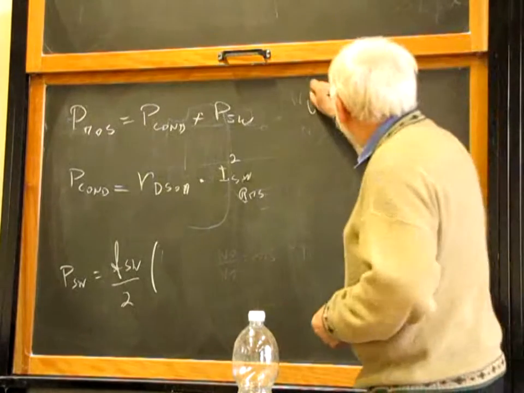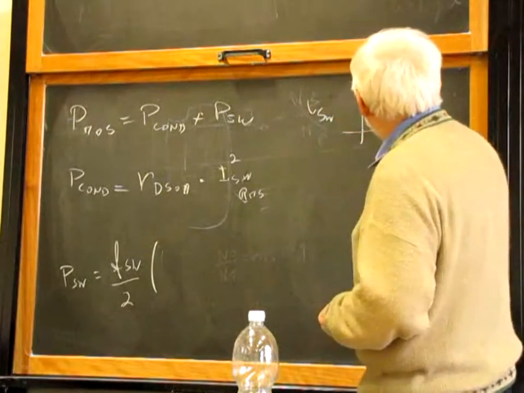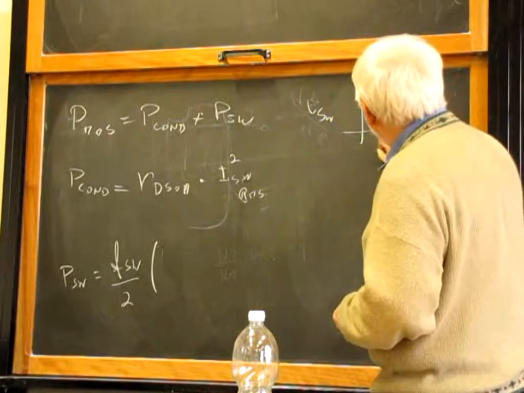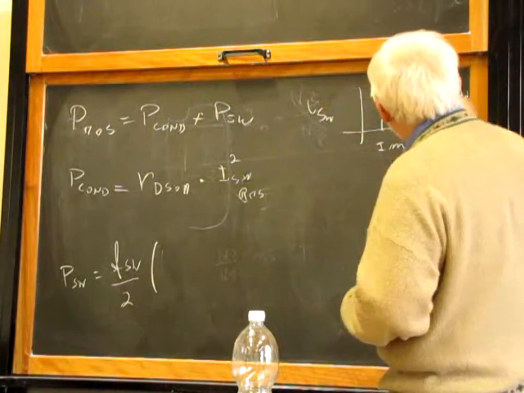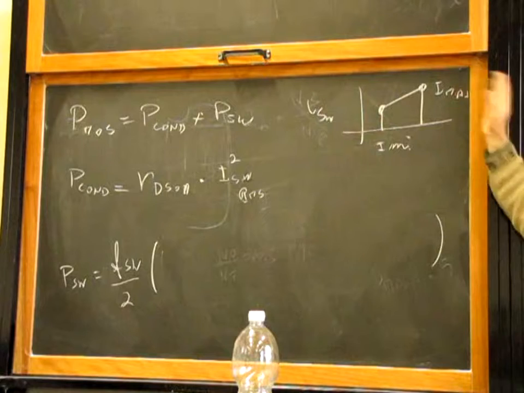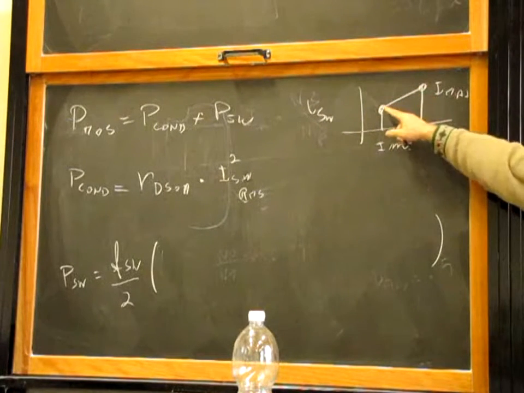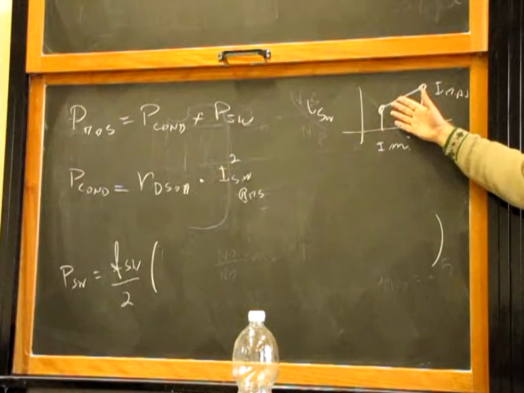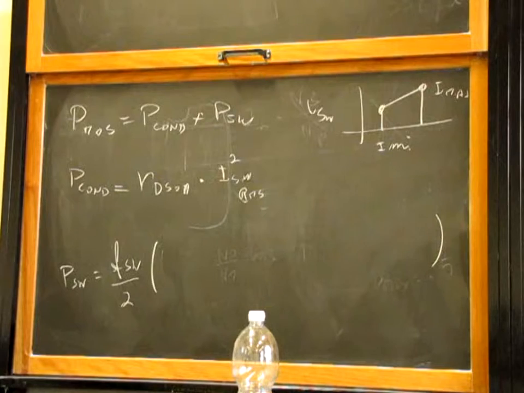The I switch current is something like this. Let's call it I minimum and this I max. Those are a little bit less and a little bit more than I naught moved to the primary side. Inside this waveform there is also the magnetizing current, but usually it's not a big deal. You can neglect it most of the time.